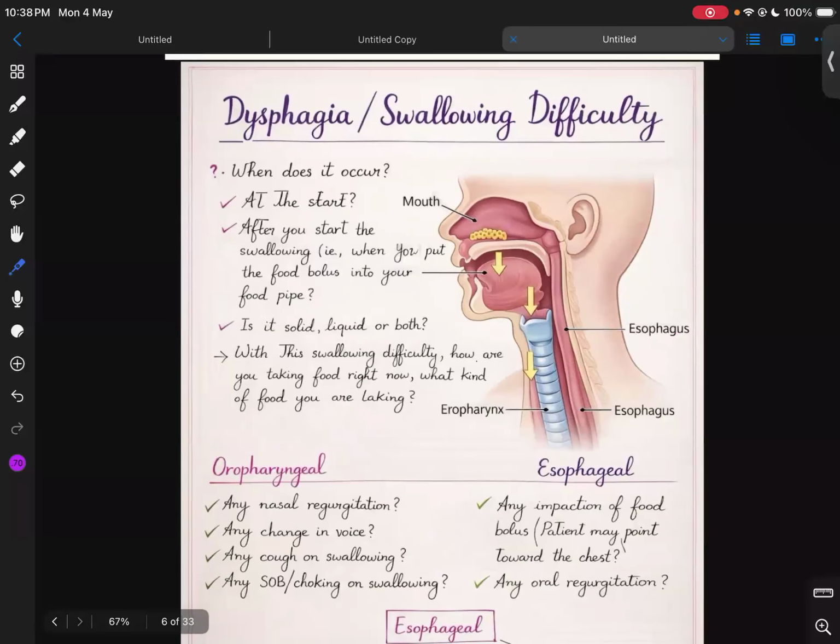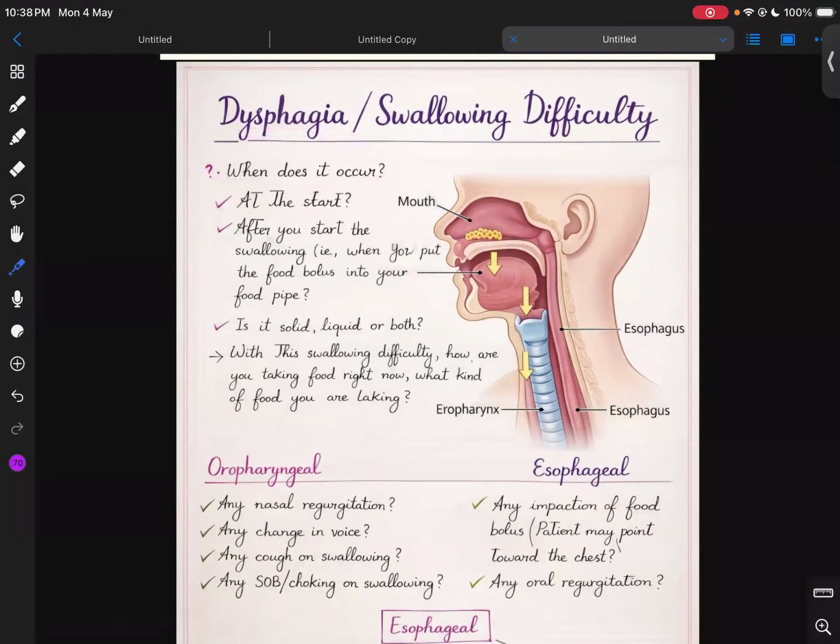We may be given a case like a 35-year-old Mrs. Camellia has come to you with swallowing difficulty. We may be given some vitals from the outside, and we'll be given instruction in the form of: talk to her, examine her, and meet her concern. So after entering, after doing the necessary introduction, we have to start like this.